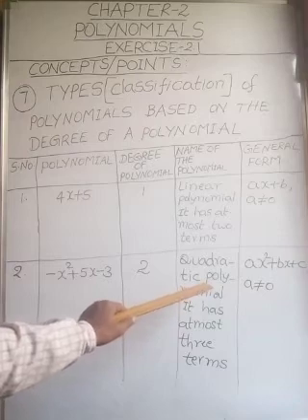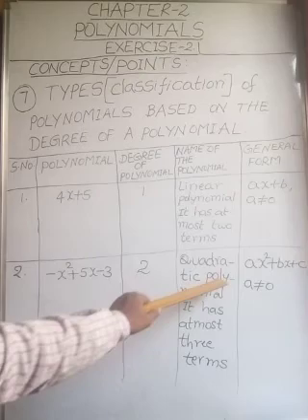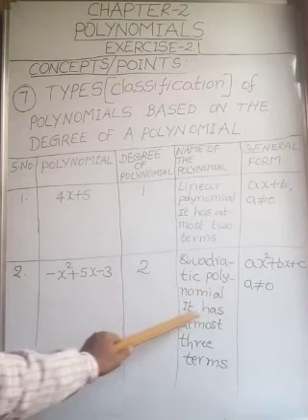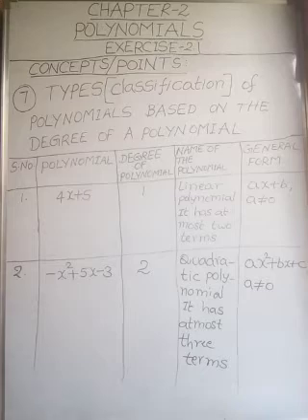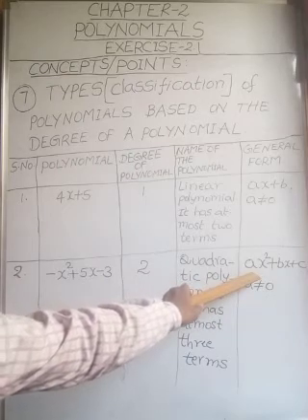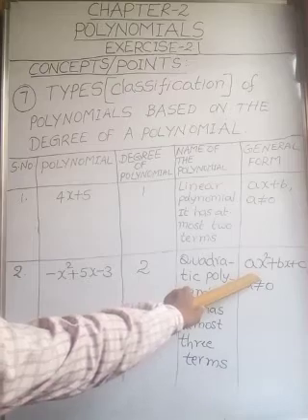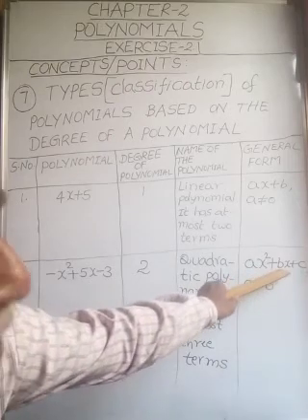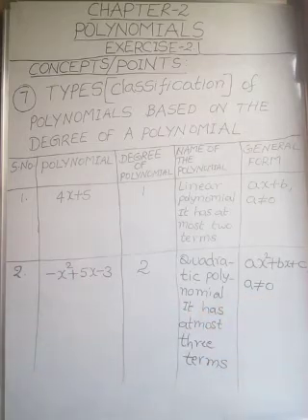If the degree of a polynomial is 2, then what is the polynomial called? Quadratic polynomial. It has at most 3 terms. A quadratic polynomial has at most 3 terms. Now, this is the general form of a quadratic polynomial. What is the general form of a quadratic polynomial? ax square plus bx plus c, where a is not equal to 0.